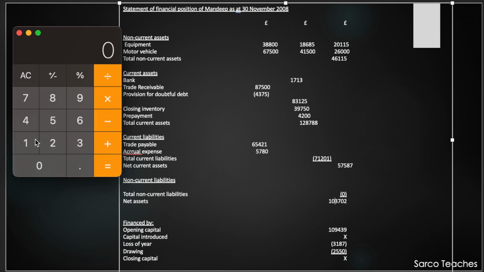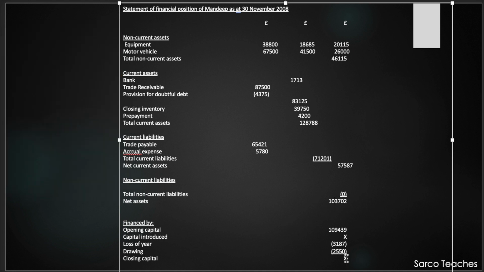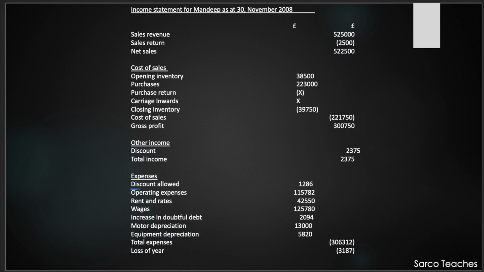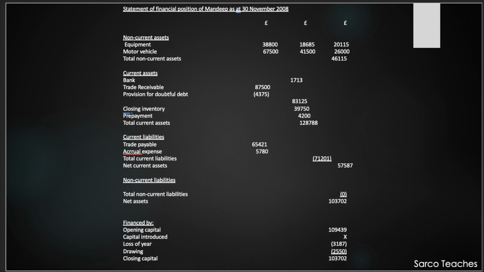Okay, next on the list is the financed by section. So we do opening capital minus loss of the year minus drawings to get closing capital. Right, so now we have 103,702, which is the same as net assets. That means our answer is correct.